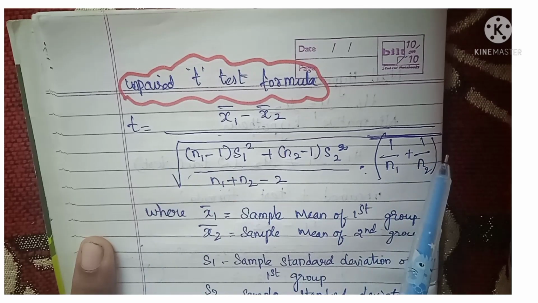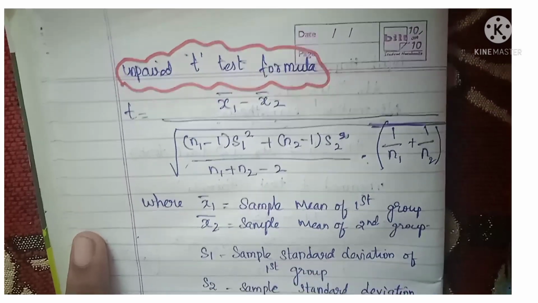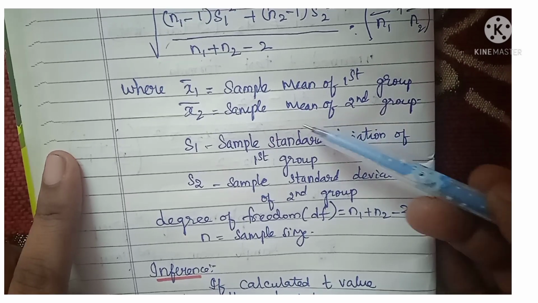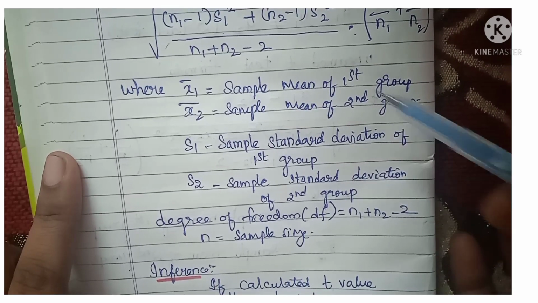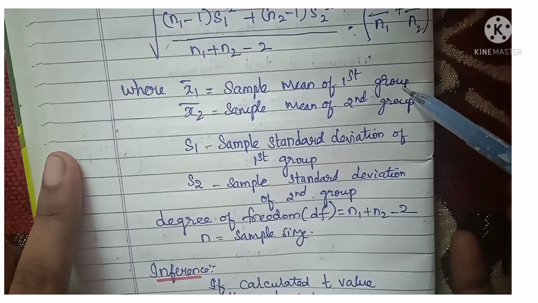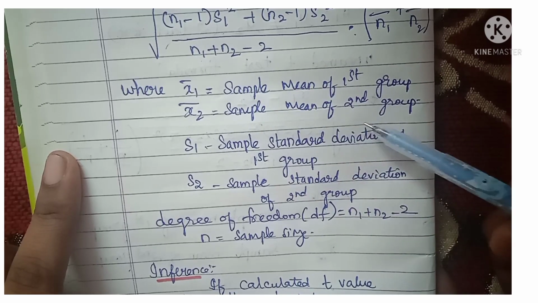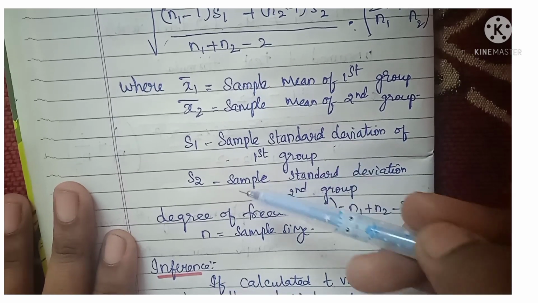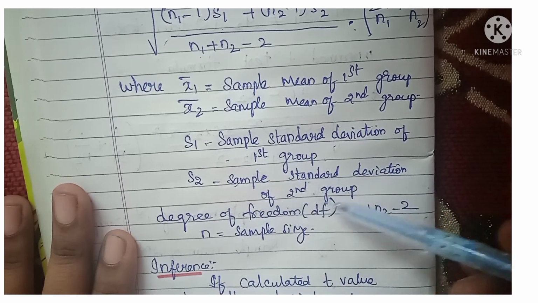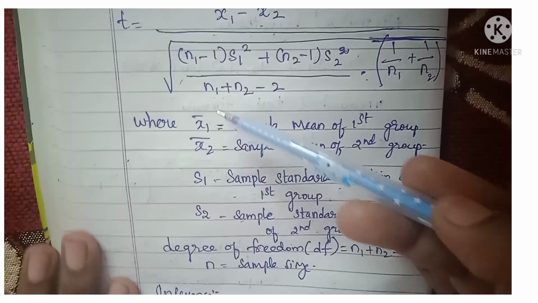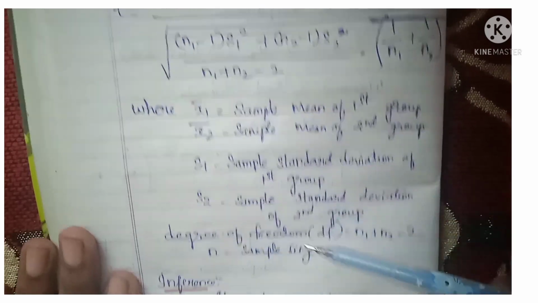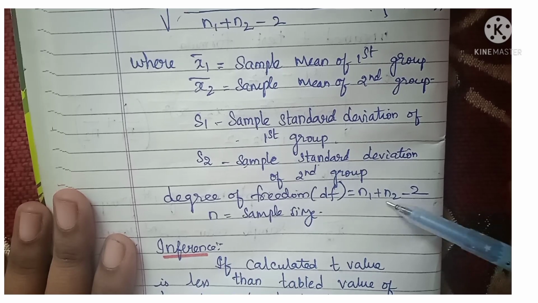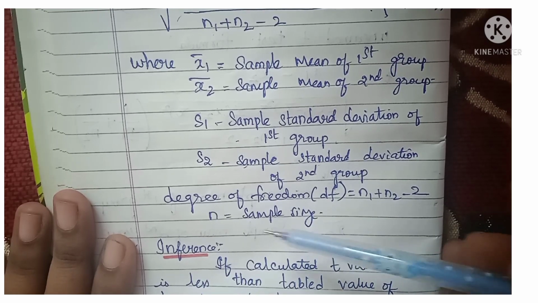The square root is for everything. Okay, so where x1 bar is the sample mean of the first group, x2 bar is the sample mean of the second group. S1 is the sample standard deviation of the first group, S2 is the sample standard deviation of the second group. This n1 plus n2 minus 2 is nothing but the degree of freedom, df.